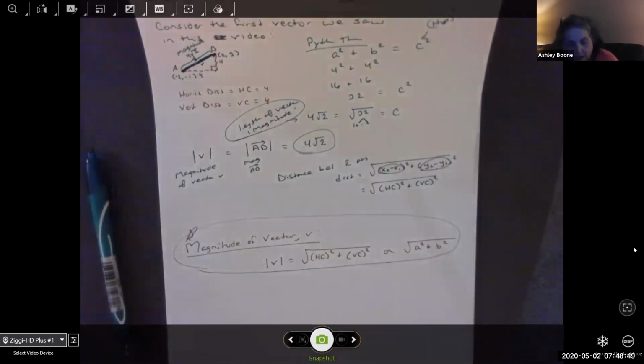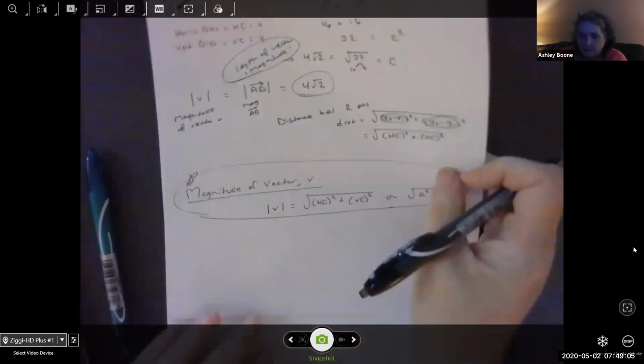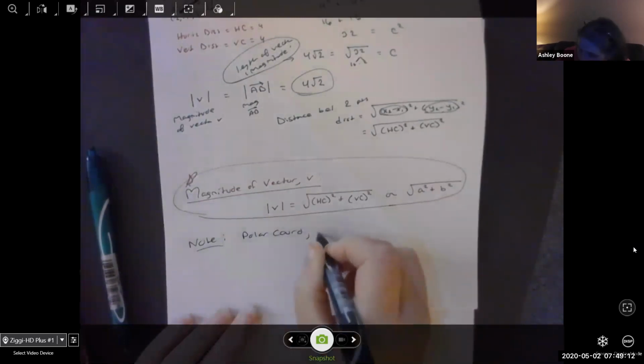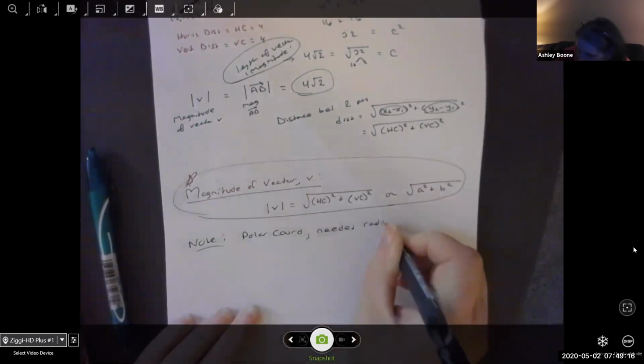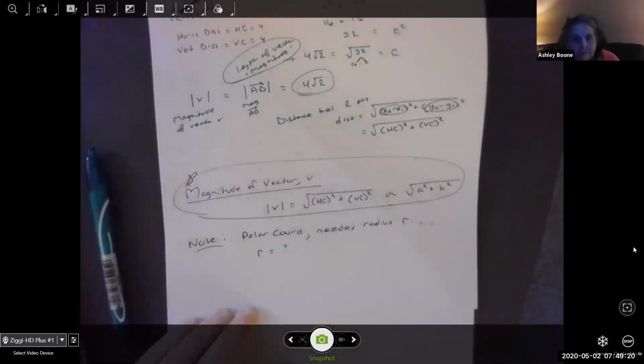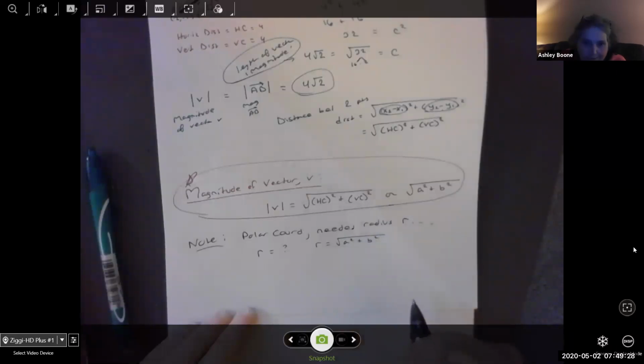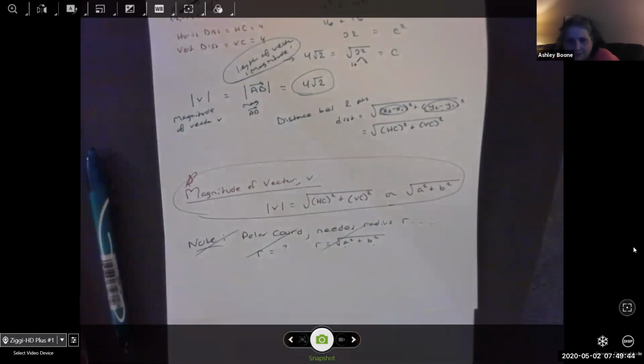Now think about what we've done in trig recently. In one of our last sections, we talked about polar coordinates. We were given rectangular coordinates. We were wanting to find polar coordinates. How did you find polar coordinates? With polar coordinates, we needed the radius r. How did we find r? The exact same way. We went square root of a squared plus b squared, where we had our horizontal, vertical, left, right, up, down distance. That's exactly what we did when we found the radius. It's the exact same thing. It's just different notation, that's all, okay?